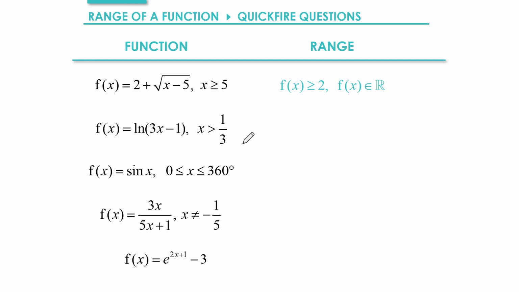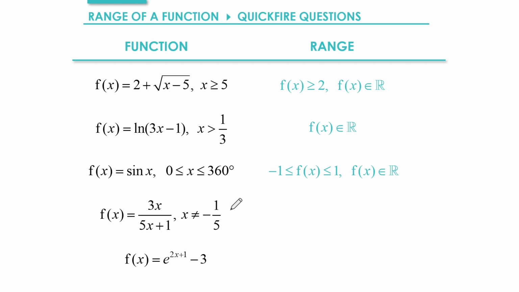Next up, we've got f of x is log 3x minus 1. Although we can only put positive values into a log, we can get any output that we want. So the range of log 3x minus 1 is f of x is a real number. For f of x equals sine x, a quick sketch of the graph will show you can only get outputs between -1 and 1. So the range is -1 is less than or equal to f of x, which is less than or equal to 1.